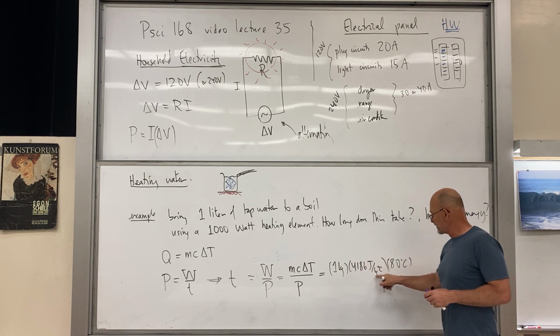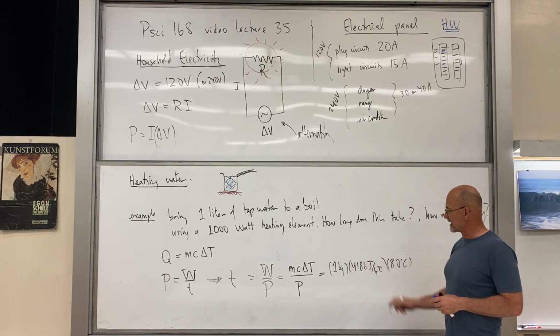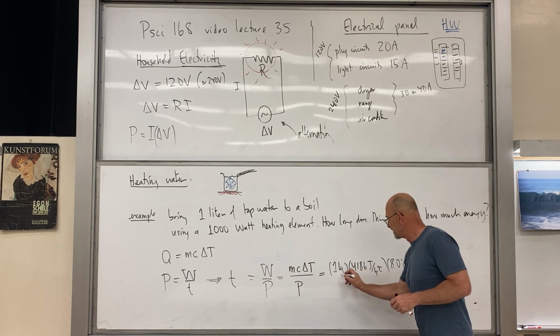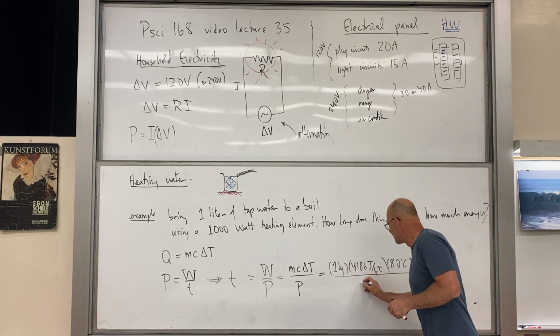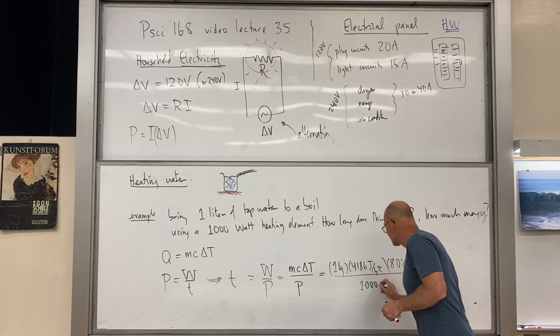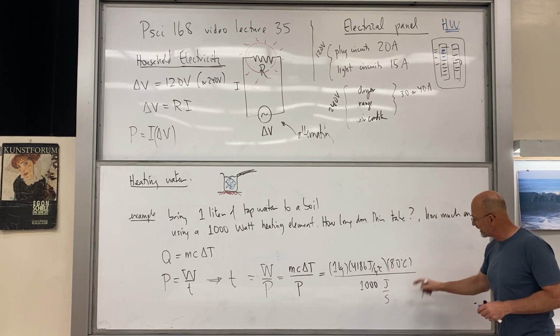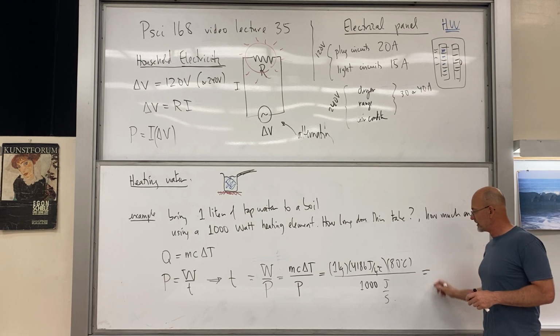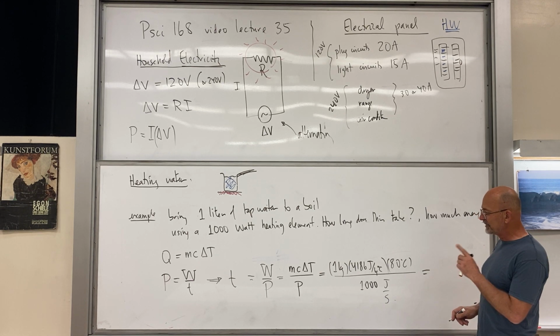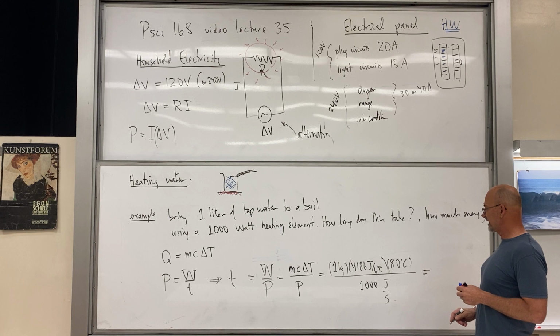And kilograms cancel, degrees Celsius cancel, so that's just the number of joules. And then the power is 1,000 joules per second. So that second, of course, ends up in the numerator here. So the answer is going to be in seconds. Can we estimate this?